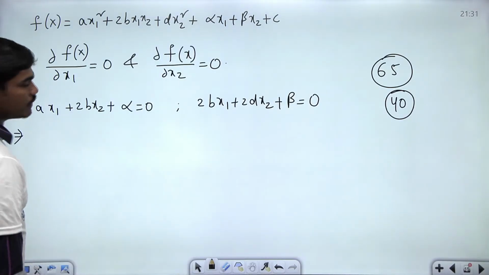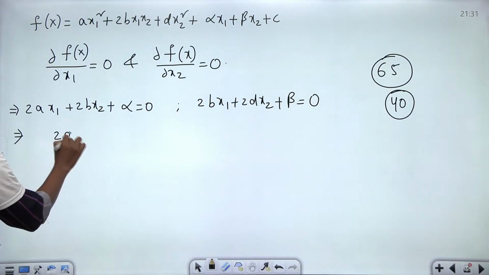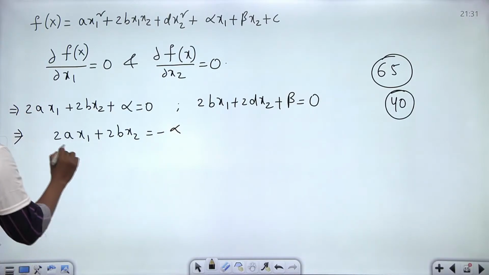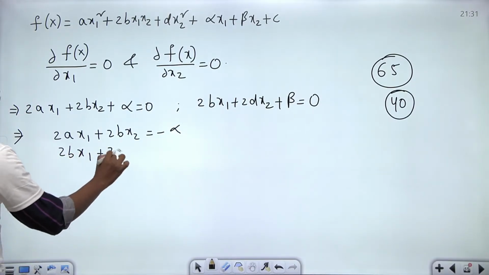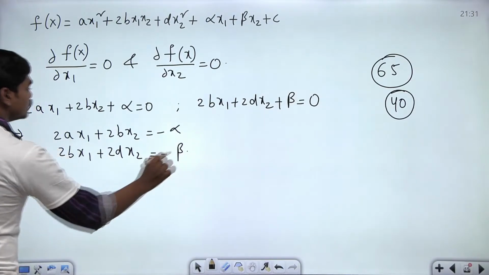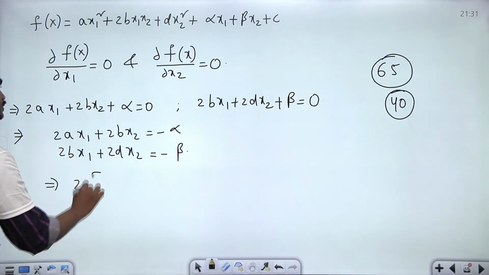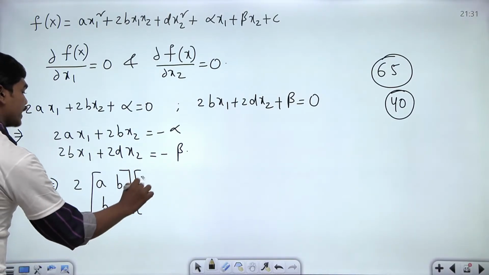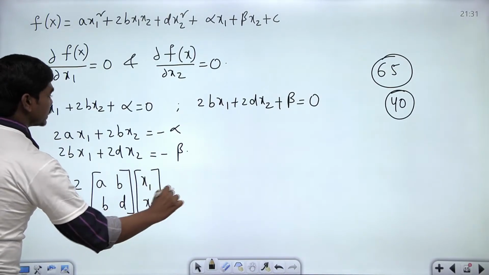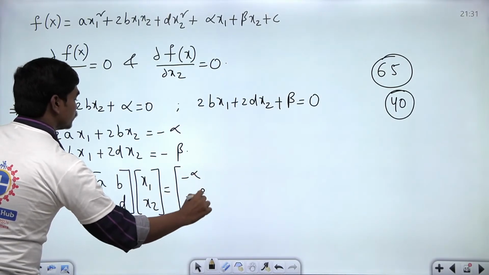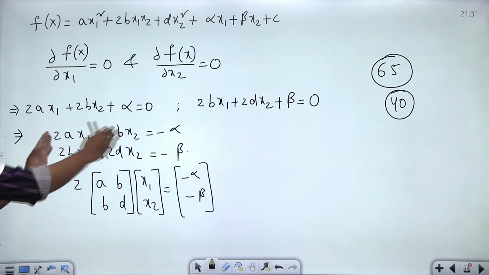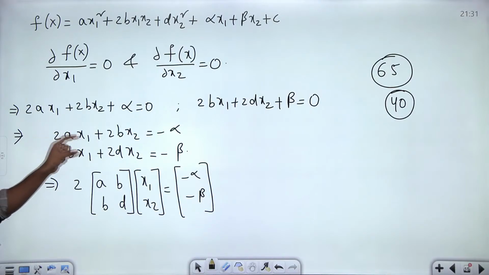Now if you try to solve these two equations, please try to solve this. 2ax1 plus 2bx2 is equal to minus alpha, and of course 2bx1 plus 2dx2 is equal to minus beta. Now can we write this in matrix form as 2 times of a b b d, x1 x2 is equal to minus alpha minus beta? Can we write this from these equations? Because if you multiply the terms, you will be getting the same equations again. So can we formulate these equations in this matrix?